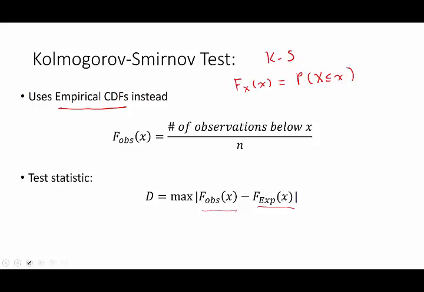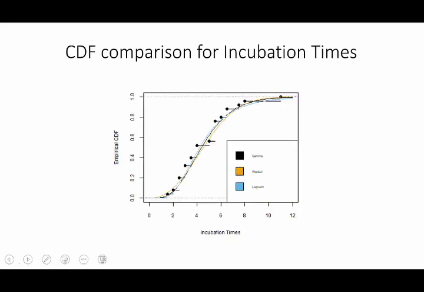And since pictures speak louder than words, I wanted to show you an example of what this looks like for our incubation time data. So in this graph, the black curve here, it's a step function, right? Because every time I get a new data point, it jumps up a little bit. But that step function is the empirical CDF. So that's our F_obs of x, right?